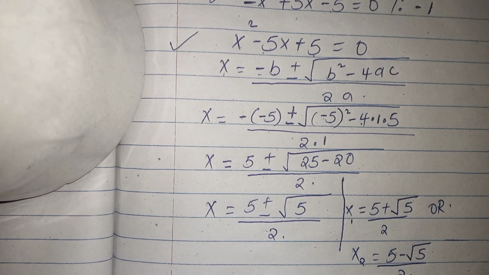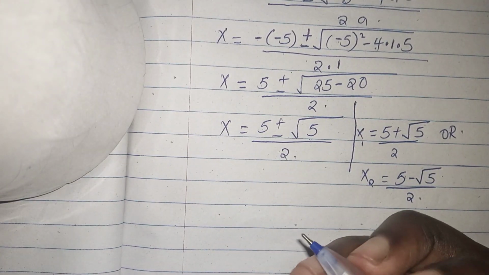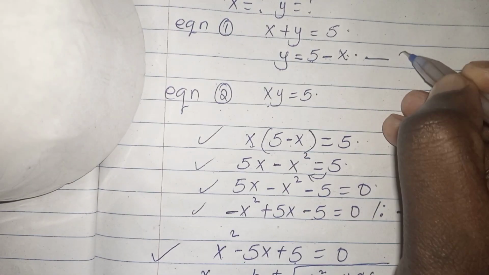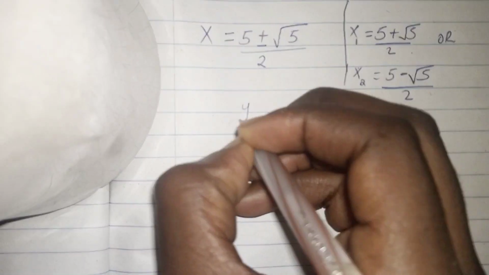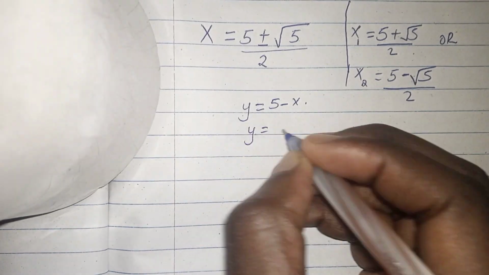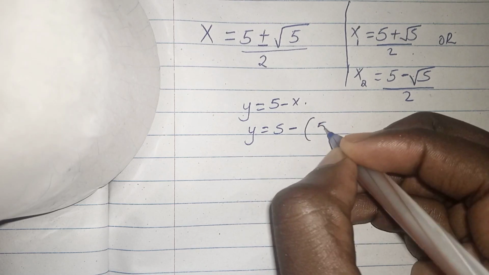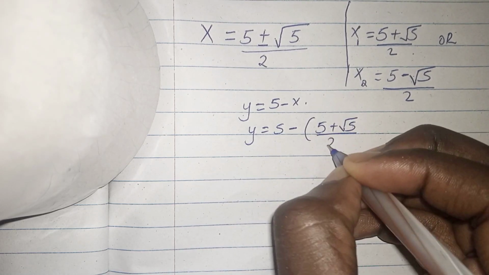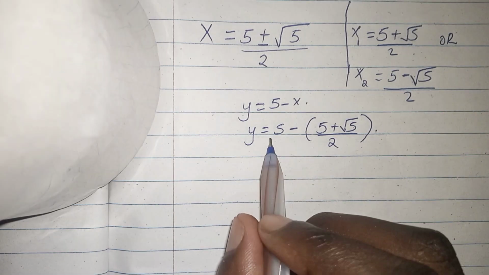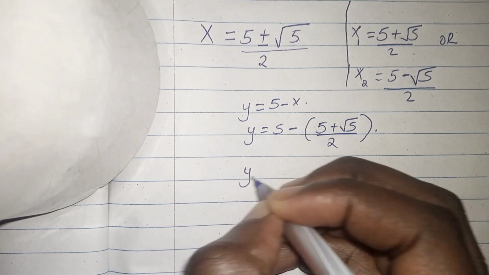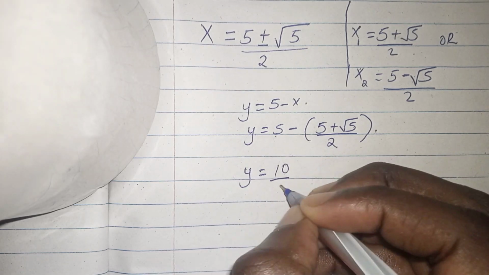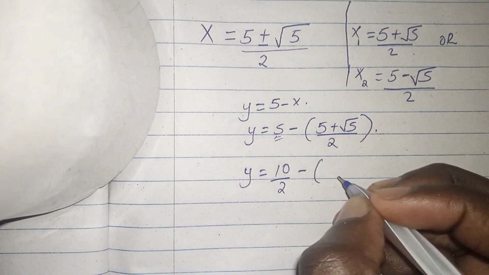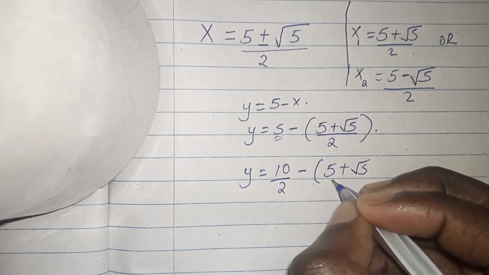So using equation 3. This was our equation 3. Let us now get the value of y. So y is equal to 5 minus x. Let us use x1. Y is equal to 5 minus, in bracket, 5 plus root 5 over 2, right? So let us make our denominators to be 2. To make our denominator to be 2, we shall write 5 as 10 over 2, which is basically 5, minus, in bracket, 5 plus root 5 over 2.